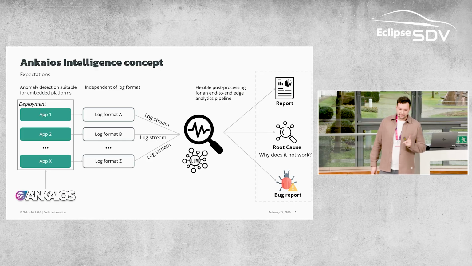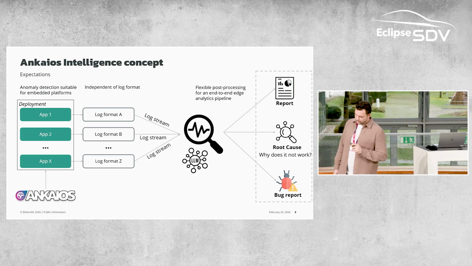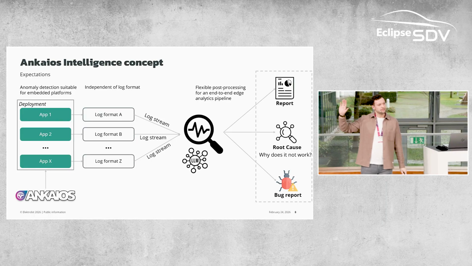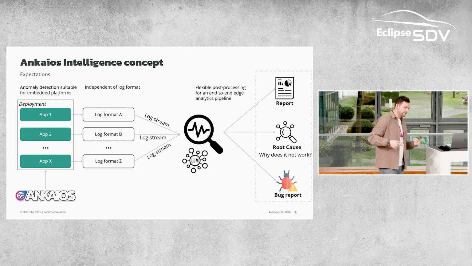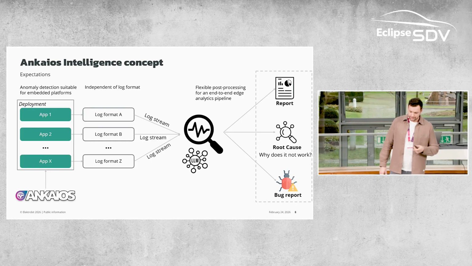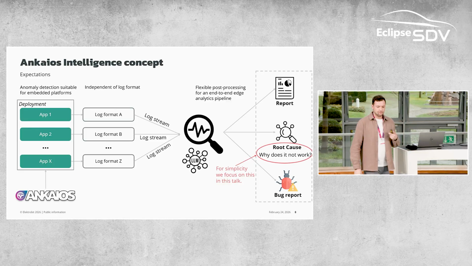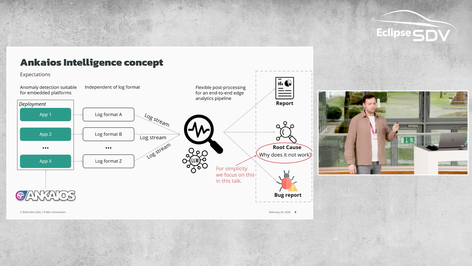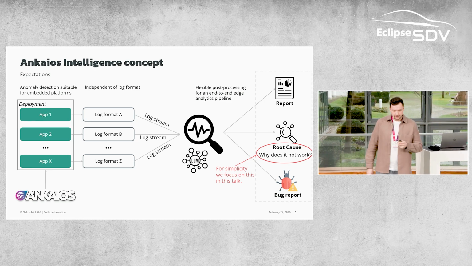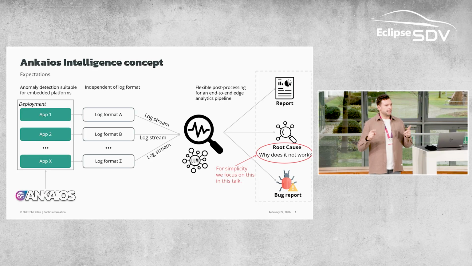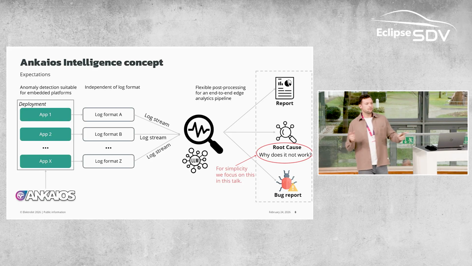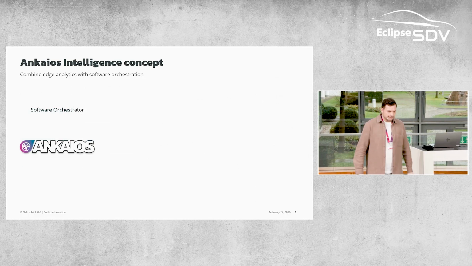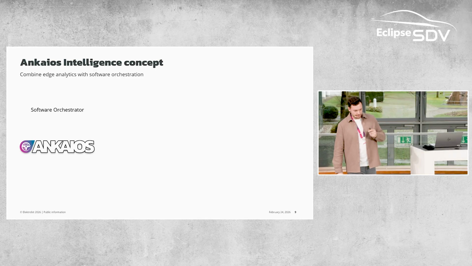But just detecting the anomalies is not enough, because you want to do more with it, okay? For example, you want to generate a report about your fleet, or you want to automatically create bug reports, okay? But for simplicity, let's focus on root cause analysis in this talk. So why is the deployment failing? What is the root cause that it's broken, okay? So at the end, you need a flexible end-to-end edge analytics pipeline, because only detecting anomalies has no value add and is not enough. And let's see how we can fulfill this high-level concept.